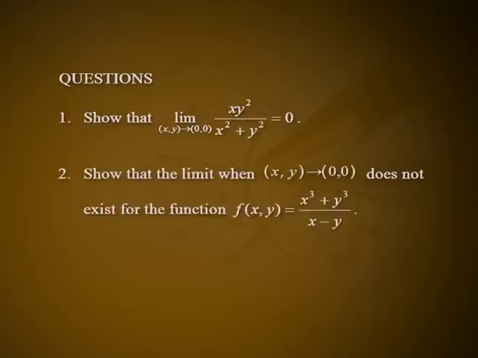Now, we have some questions you may try to work out. First one, show that the limit of x y squared divided by x squared plus y squared as (x, y) tends to (0, 0) is equal to 0. Second one, show that the limit when (x, y) tends to (0, 0) does not exist for the function f(x, y) equal to (x cubed plus y cubed) divided by (x minus y).